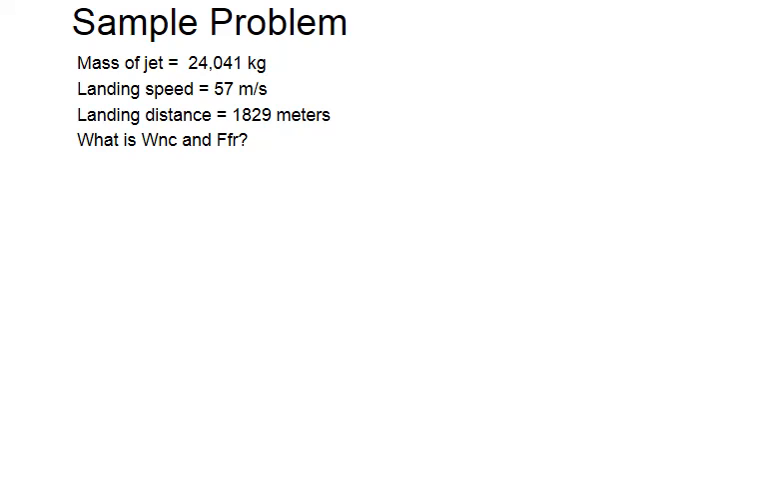All right, so let's say we have an airplane that's landing here with an initial speed of 57 meters per second, and the landing distance, the distance it takes for the airplane to come to a stop, is 1,829 meters. And we want to find out what is the non-conservative work here, and then what's the force of friction. So we'll do that. So go ahead and pause the clip, and this will be good practice and good review, and then when you're ready to check, you can hit play to continue.